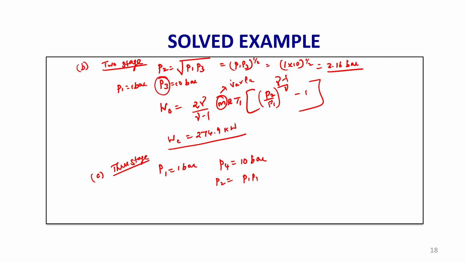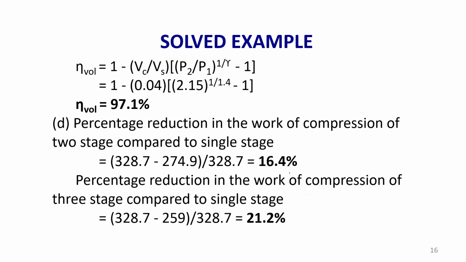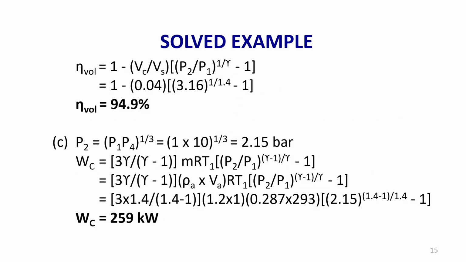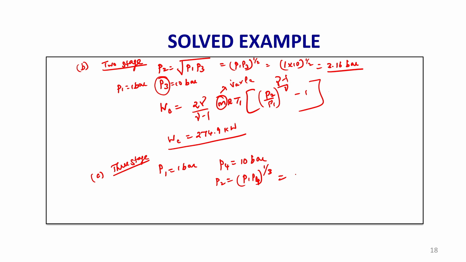Instead of 1 by 2, the square root, you have to take the cubic root. So, here it is the square root of P1 into P3, and here it is the cubic root of P1 into P4. If you calculate, you get the intermediate pressure as 2.15 bar.